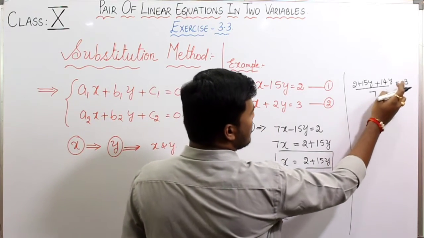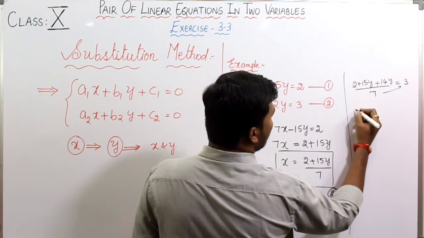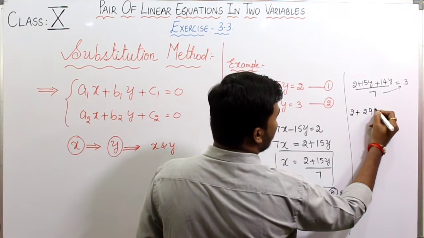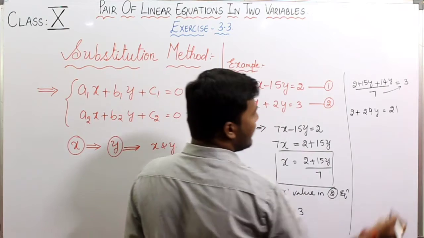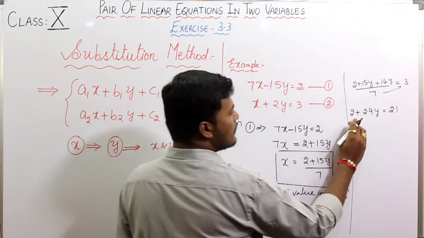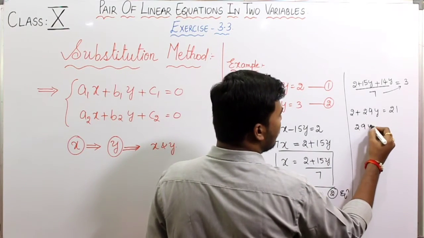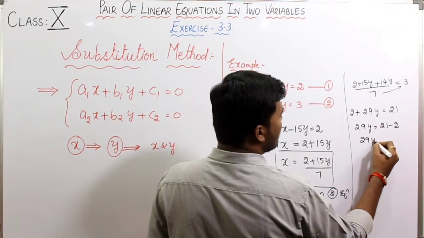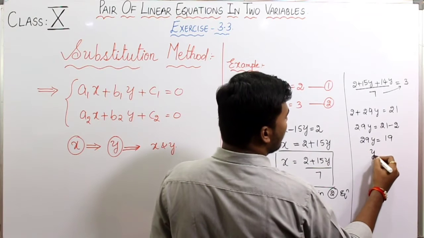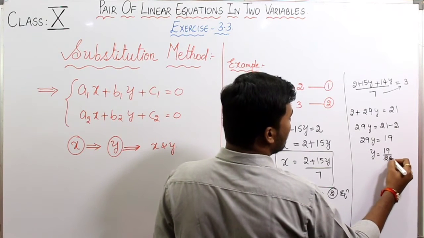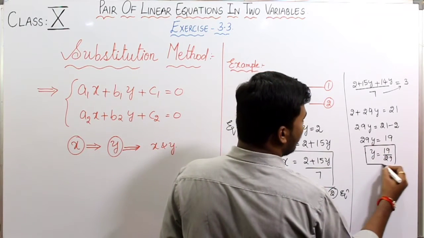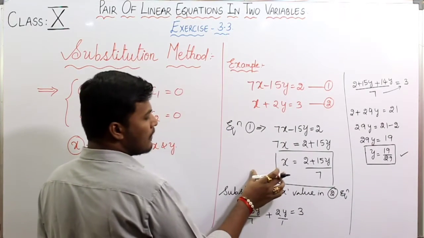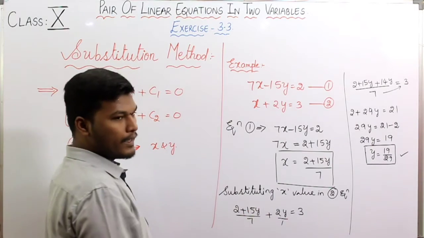Now shift this 7 to that side, it will become 2 plus 15y plus 14y is 29y is equal to 21. Now if I shift this 2 to that side, it will become 29y is equal to 21 minus 2. Then 29y is equal to 19. From that, y is equal to 19 by 29. So this is the value of y. We got the y value by substituting the x value in the second equation.